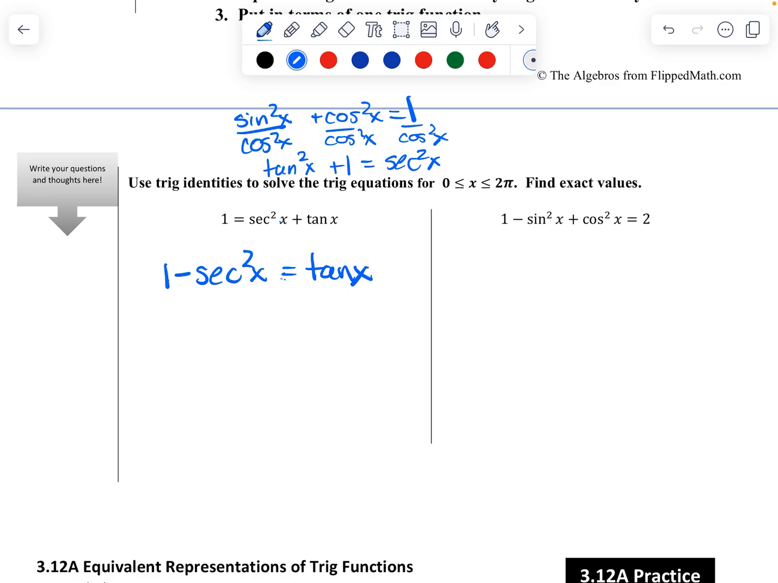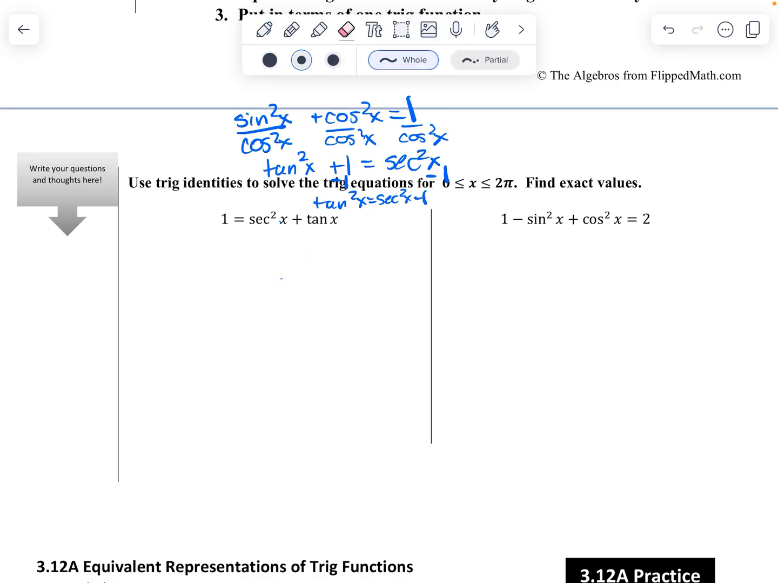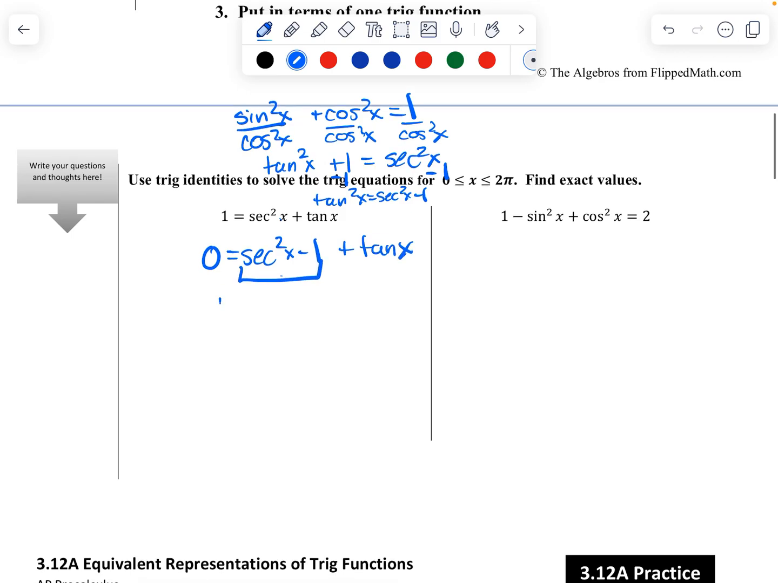So what if I did minus 1? Now I have tan squared of x equals secant squared of x minus 1. So I could rearrange this. If I did 0 equals secant squared of x minus 1 plus the tangent of x, that's now equal to the tan squared of x plus the tangent of x. And we know how to solve that. Factor out a tangent: the tangent of x times the tan of x plus 1.